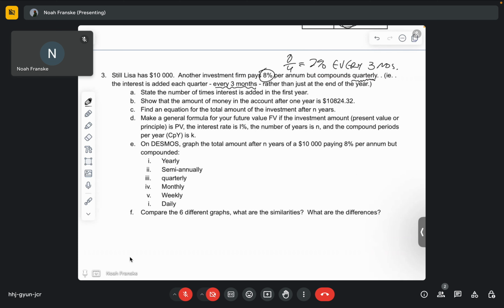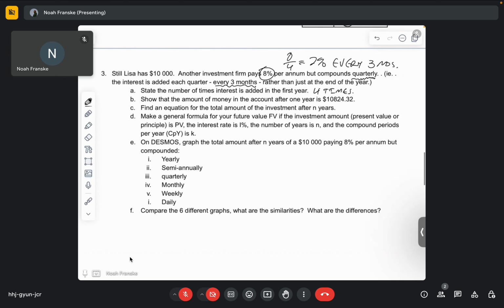The formulas for this get kind of crazy, but we're really just going to do this in our calculator, so it's not a big deal. So they say state the number of times the interest is added in the first year. 4 times, right? Because it's being paid quarterly, every quarter of a year, so 4 times over the course of the year. Show that the amount of money in the account after 1 year is $10,824.32. So, like I said, there is a formula for this.